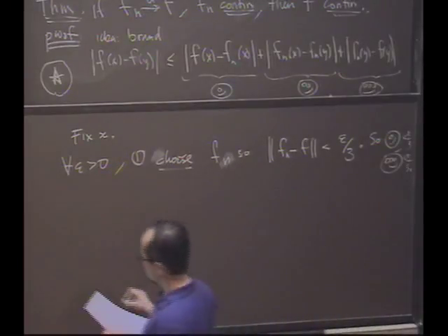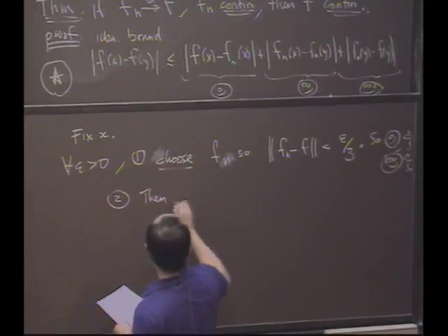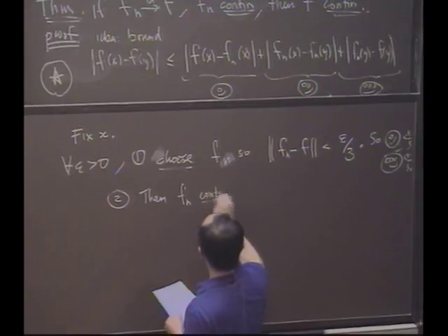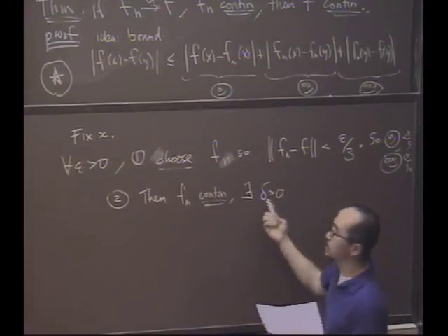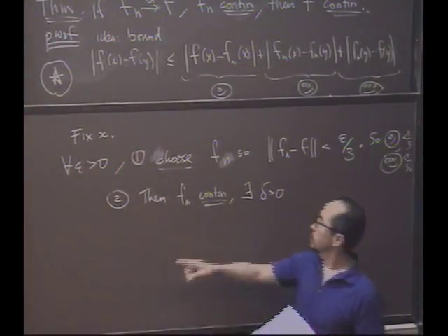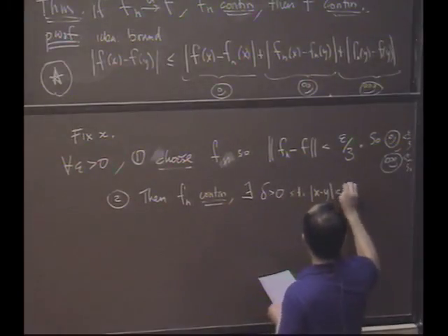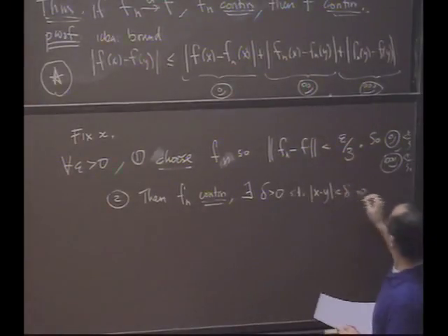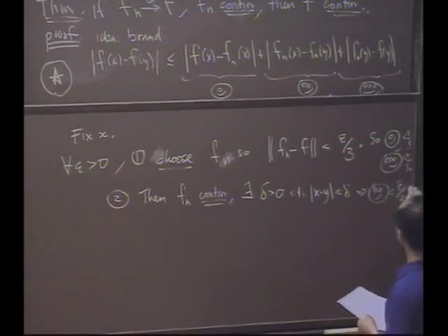Good. What's the second choice? Well, what can I say about fn? It's continuous. So for this epsilon, there exists a delta bigger than 0, and I need to say what epsilon because I'm about to refer to it. There's a delta bigger than 0 such that if the distance between x and y is less than delta, then what? Double smiley is small. Less than what? Epsilon over 3, because you could make that anything you wanted, right?